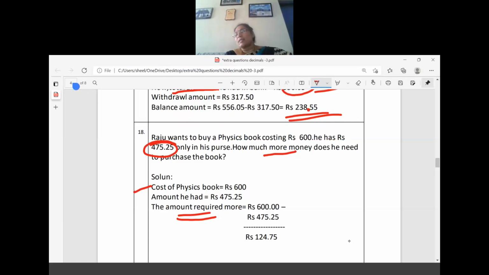What have we done here? We have done the subtraction, because how much more money is required? He is having money less. So what should we do? We have to do the subtraction. Now the rule I am not telling, because I already explained many times. So read the questions and analyze what we have to do, whether we have to do addition or whether we have to do the subtraction.